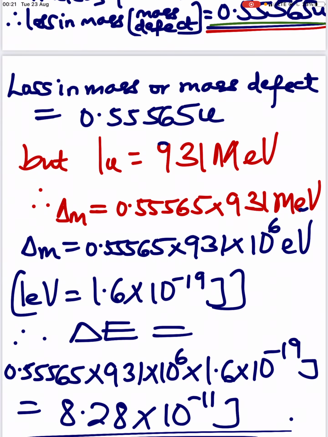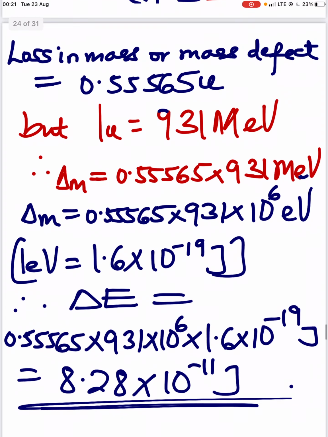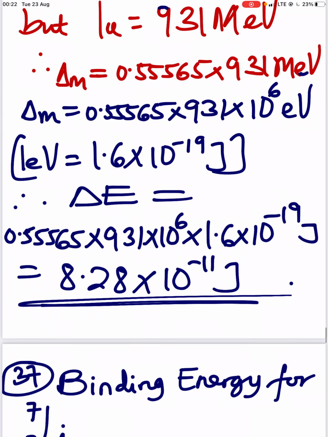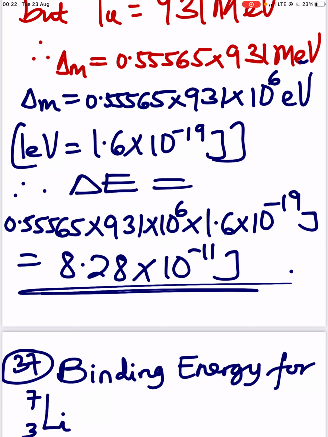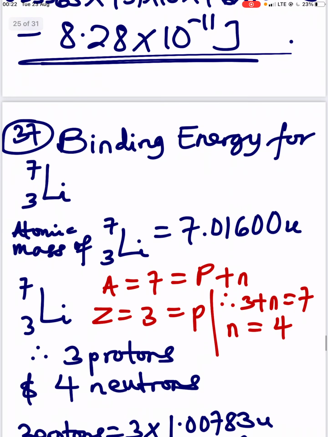But 1 U is 931 mega electron volts. So we change the loss in mass, delta M, to mega electron volts by multiplying it by 931 MeV. That gives us our answer in eV. Now, 1 eV is 1.6 times 10 to the power minus 19 joules. So delta E will be equal to this loss in mass in eV times 1.6 times 10 to the power minus 19 joules. That gives us our answer.